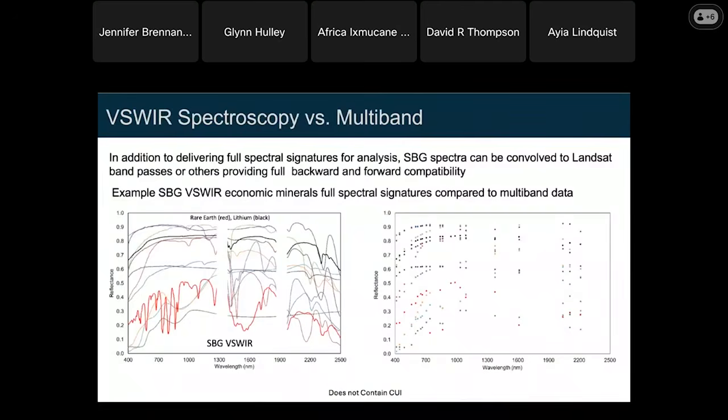And I want to close with this one slide to drive home the real difference between spectroscopy and multiband imaging. Multiband imagery is super powerful for a lot of different applications, but there's a real difference in the way that we go about working with multiband data versus spectroscopic data. Multiband data often has good correlations with the parameters of interest that one's interested in sensing. However, spectroscopic data is really an analytical technique.